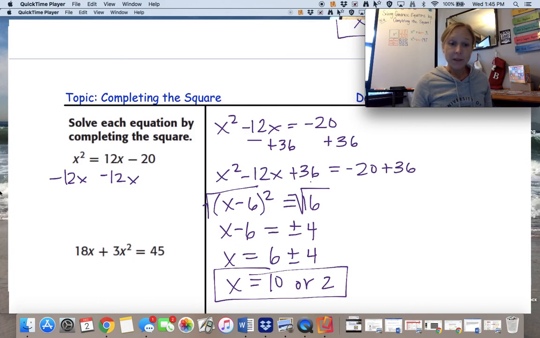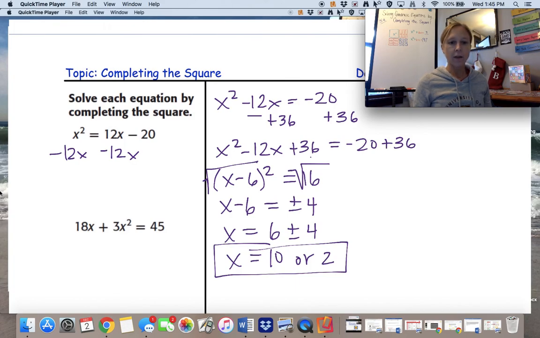Okay, I'm going to stop the video here. I would like you to try this next one on your own, and then come back to video 3 to both check your answer, and we're going to look at one more application of completing the square.